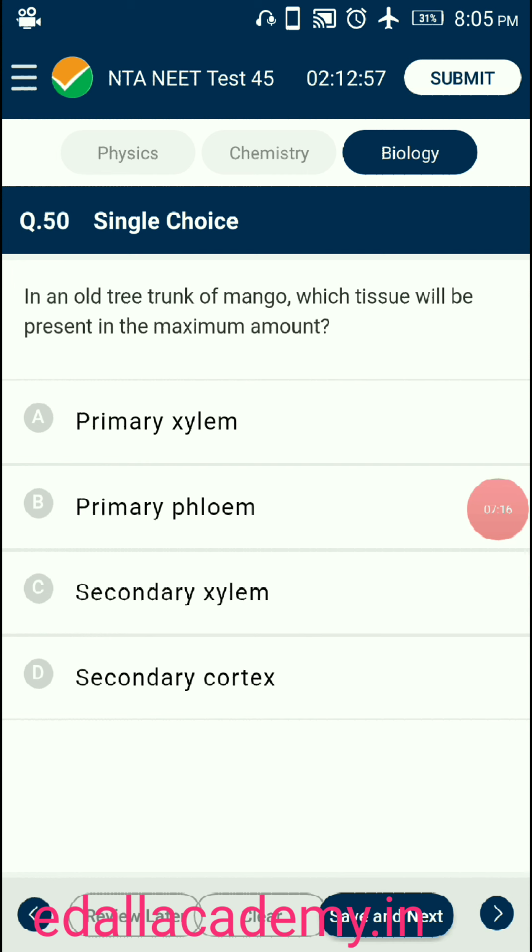Question number 50. In an old tree trunk of mango, which tissue will be present in the maximum amount. In an old trunk, increase in thickness occurs due to secondary growth. The secondary growth in the stellar region occurs due to the activity of vascular cambium, which forms more amount of secondary xylem, and this forms the heart of the trunk. So the answer for this question is option C, secondary xylem.